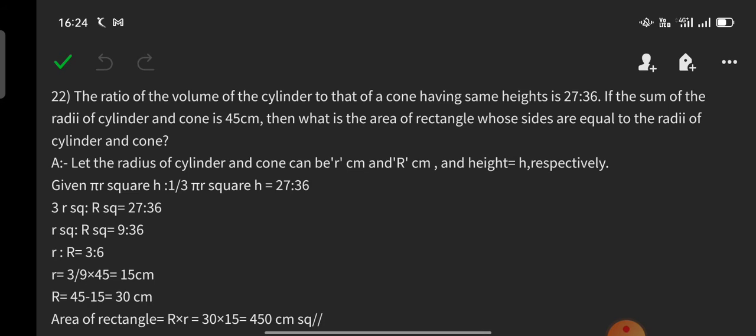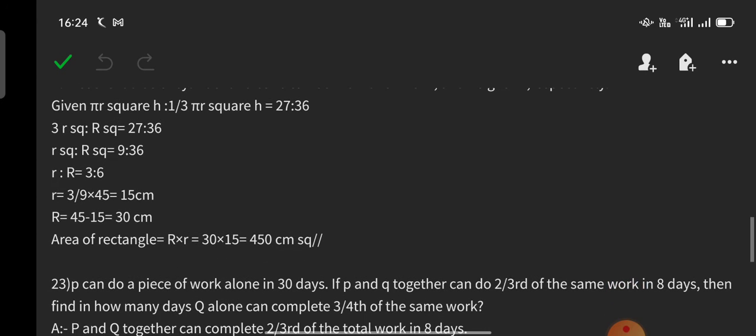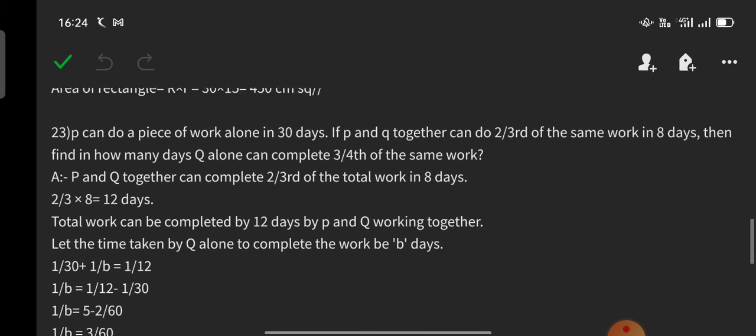Coming to next question, the ratio of volume of the cylinder to that of a cone having same height is 27:36. If the sum, sum means here addition, sum of the radii of cylinder and cone is 45 centimeter, then what is the area of rectangle whose sides are equal to the radii of the cylinder and cone? So let the radius of the cylinder and cone be r centimeter and capital R centimeter and height equals h respectively. So given pi r square h to 1 by 3rd pi R square h equals 27:36. By solving this we are getting 450 centimeter square.